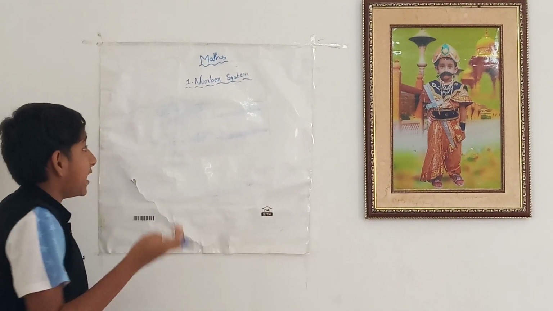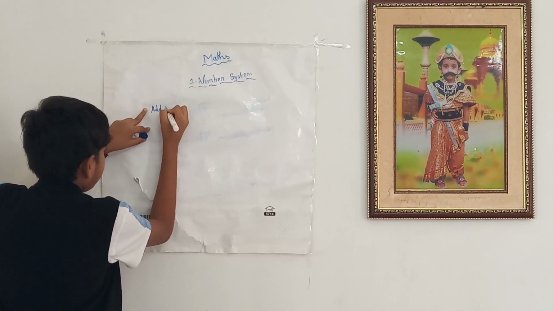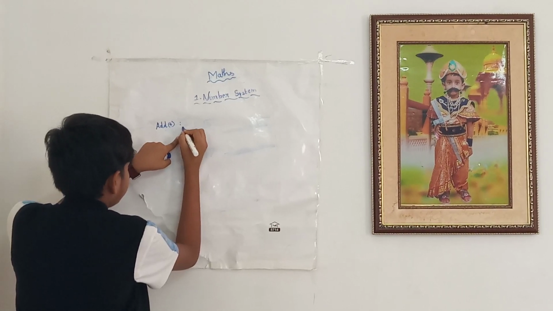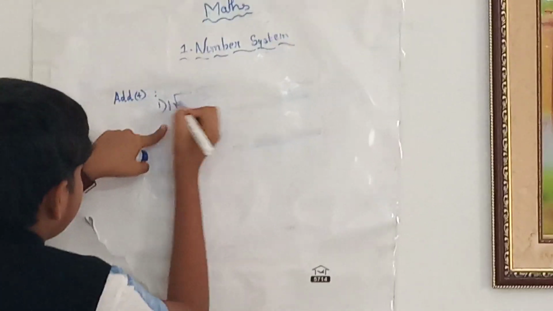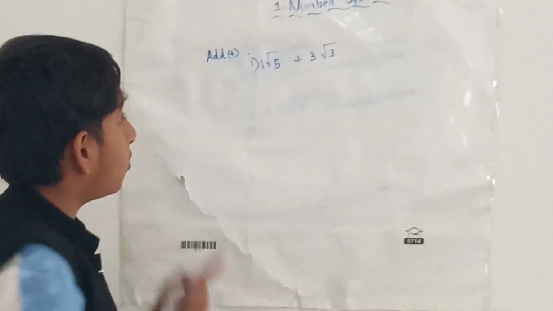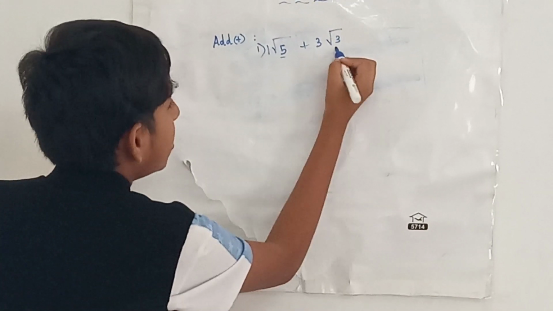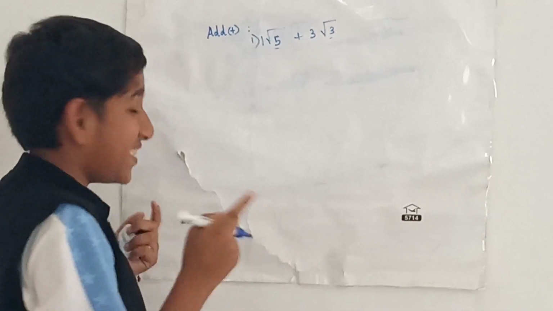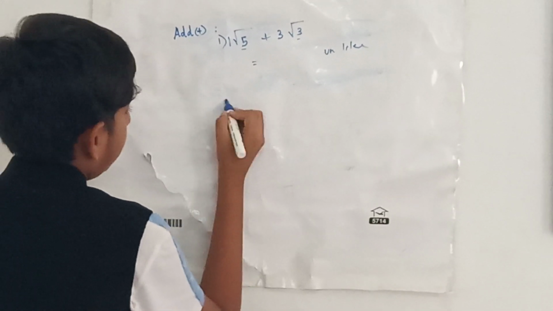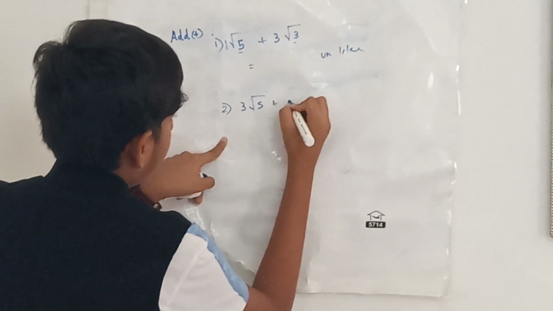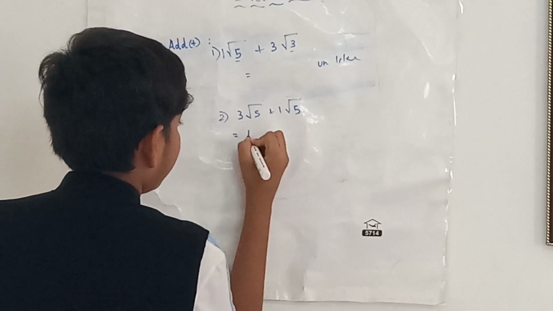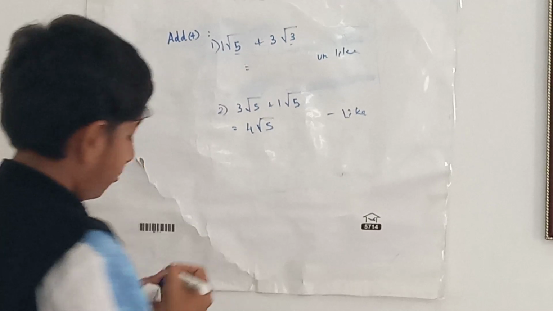First, one by one we will see. First, we will see addition. You can guess, it is unlike term. You can see the root values are different. It's not same. You're right guys, so we can't add it. That's an unlike term. Next we will see a problem. Is it like term or unlike term? It's like term. Okay, so we can solve like this.